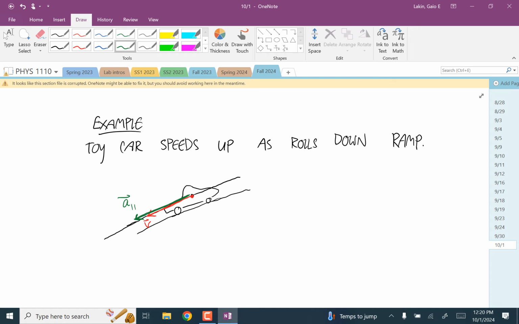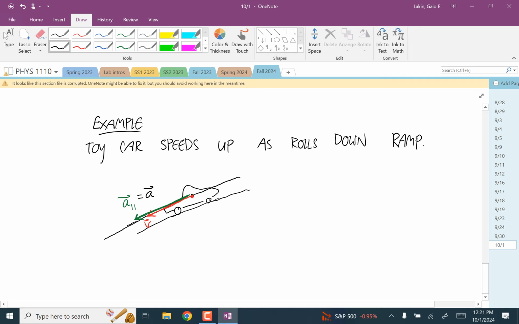And so what's the direction of the total acceleration? A parallel. It's just equal to A parallel, yep. So it's down the ramp. And you can see that when it's not turning, we've reduced this problem to a one-dimensional problem, and it behaves exactly like a one-dimensional problem. We just call this A parallel now.